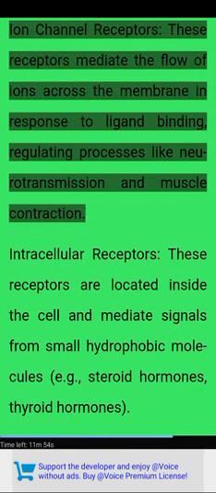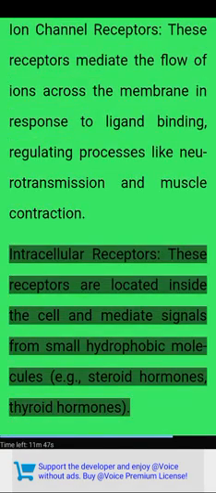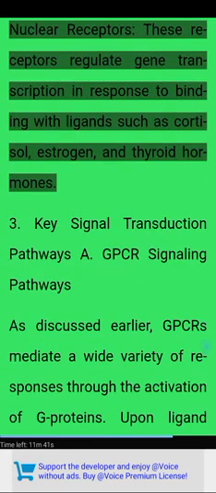Ion channel receptors. These receptors mediate the flow of ions across the membrane in response to ligand binding, regulating processes like neurotransmission and muscle contraction. Intracellular receptors. These receptors are located inside the cell and mediate signals from small hydrophobic molecules, e.g., steroid hormones and thyroid hormones. Nuclear receptors regulate gene transcription in response to binding with ligands such as cortisol, estrogen, and thyroid hormones.